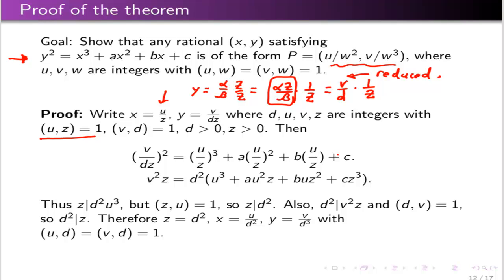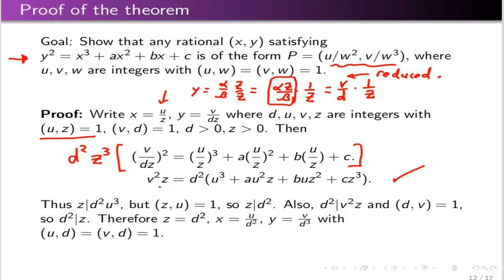Multiply through by z cubed and multiply through by d squared on the whole equation, and I get v squared z equals d squared times the quantity u cubed plus a u squared z plus b u z squared plus cz cubed. Thus, z is a divisor of d squared u cubed. Okay, where does that come from?